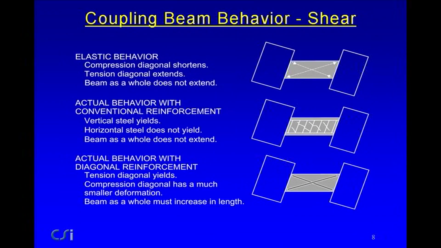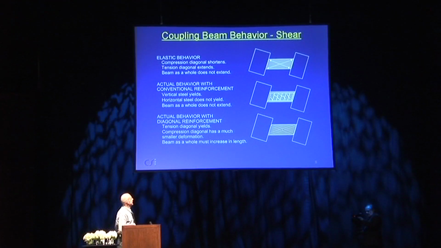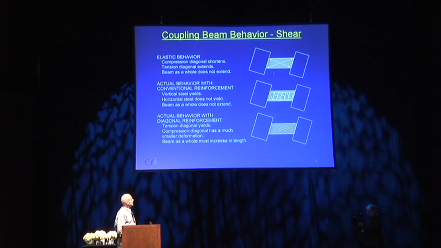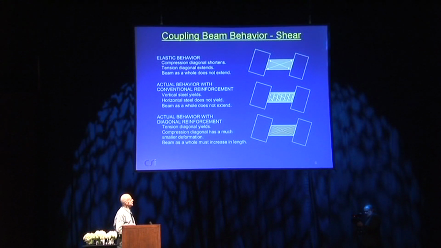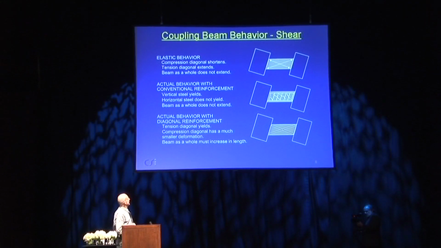It's basically pure shear behavior, and there's no extension of the beam as a whole. It just deforms in shear. And there may be an added bending deformation, but this is just shear. If you look at an actual behavior with conventional reinforcement, I think you can reasonably argue we'll form diagonal cracks, but the majority of the deformation will be yield of the shear reinforcement. The horizontal steel may not yield, and the beam as a whole doesn't extend very much.